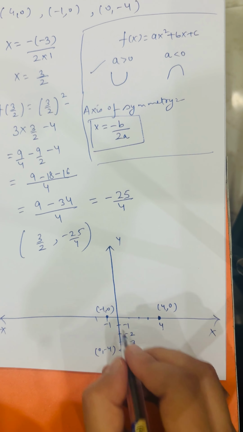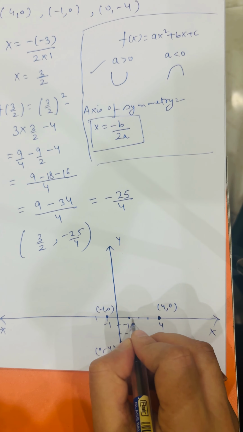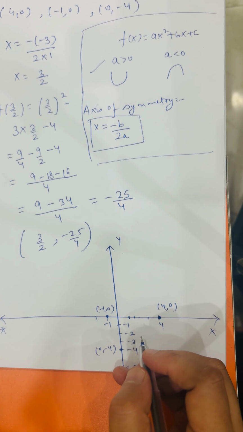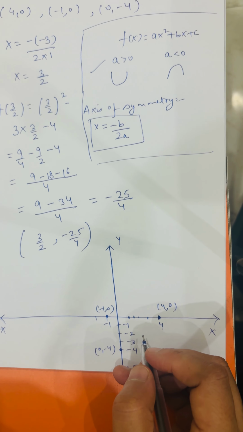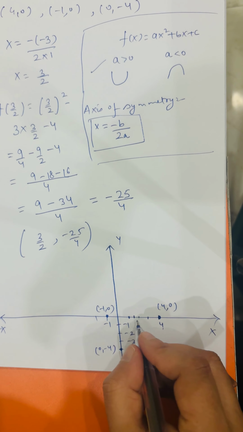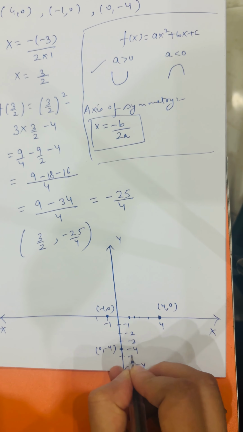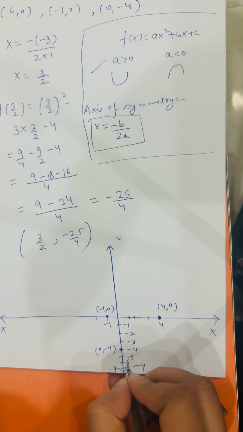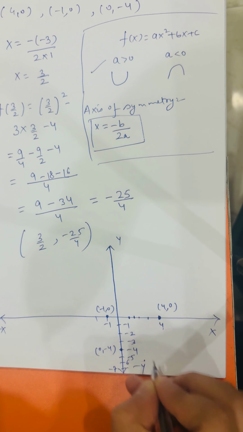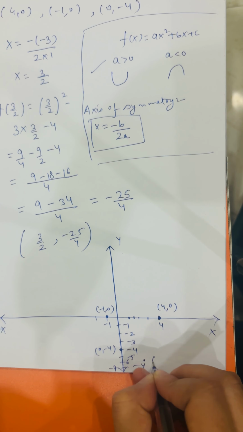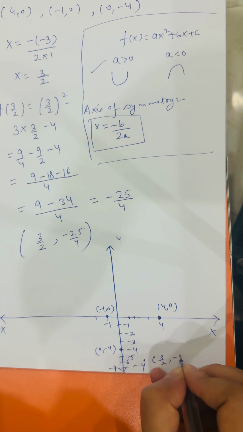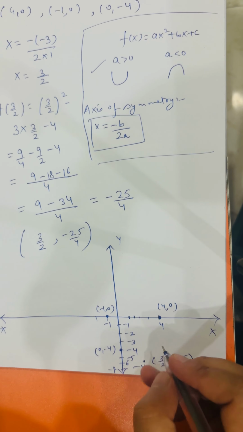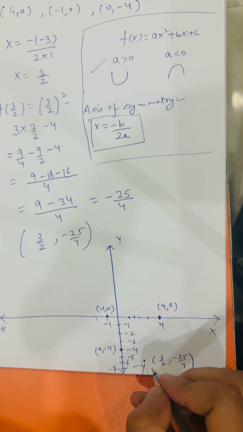Now we have the vertex, 3 by 2, which is 1.5, so somewhere here. And y is minus 25 by 4, which is minus 6.25. So this is negative 5, negative 6, negative 7, so somewhere here. In order to draw an exact graph, you would require graph paper. Here I am just roughly drawing it on a page. So this is the vertex, this is the turning point.